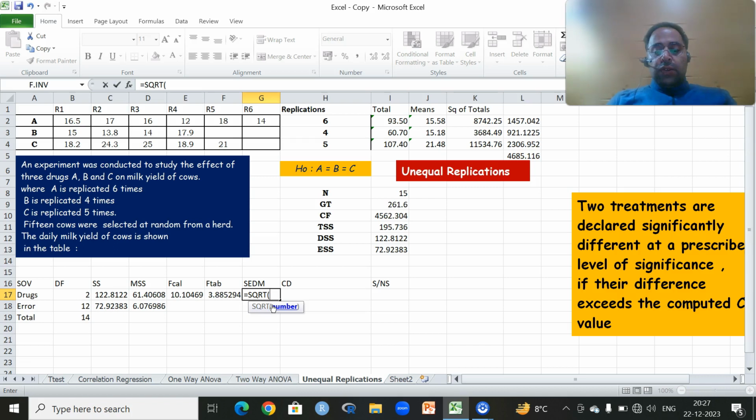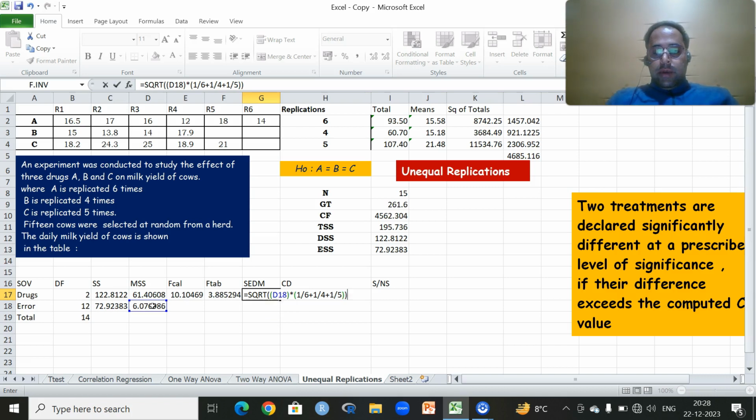the constant value is used when we have equal number of replicates. But when we have unequal, we don't need to write the 2, we simply have to use the mean square due to error, then multiply by, since the first treatment was replicated 6 times plus the second treatment was replicated 4 times, and divide by 4, and the third treatment was replicated 5 times. Okay, double bracket, enter. So we have the standard error of difference of mean.